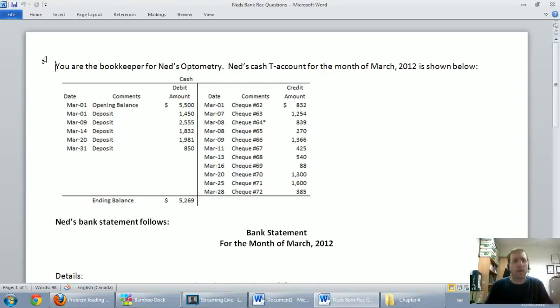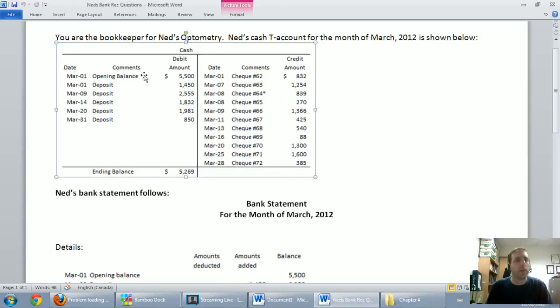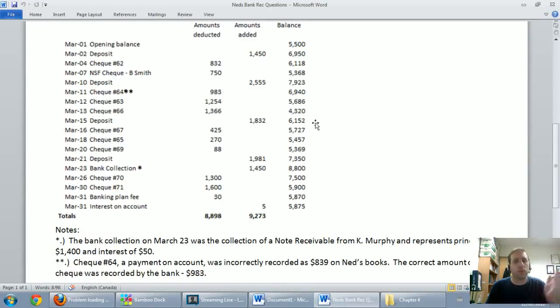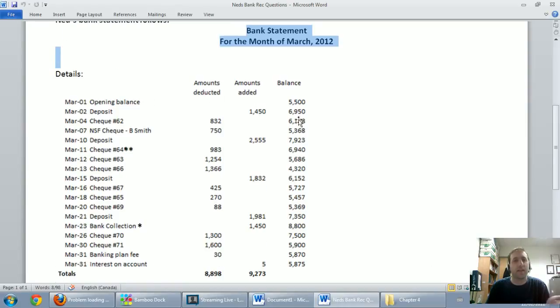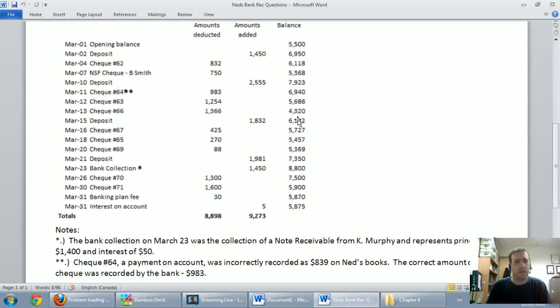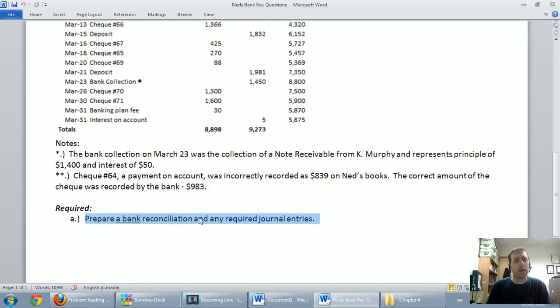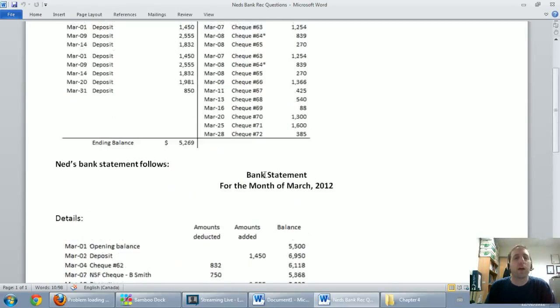Typical bank rec questions will show the company's cash account, either in a T account or some sort of general ledger form. And then it'll have on the bottom half or the top half, one half will be a bank statement. And so here we've got a bank statement and a little bit of details. And then the question asks, prepare a bank reconciliation and any required journal entries. Okay, well, let's work through this top to bottom.